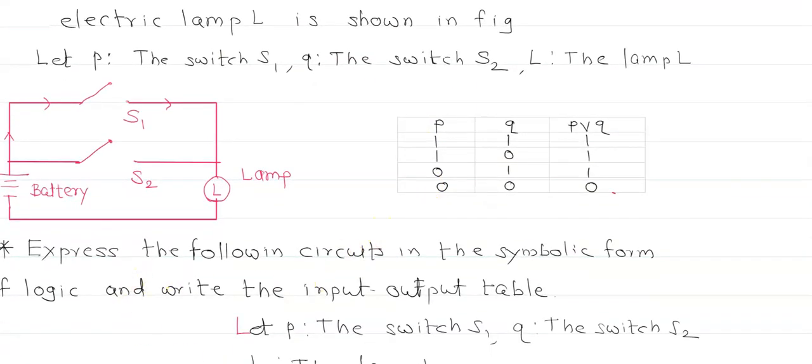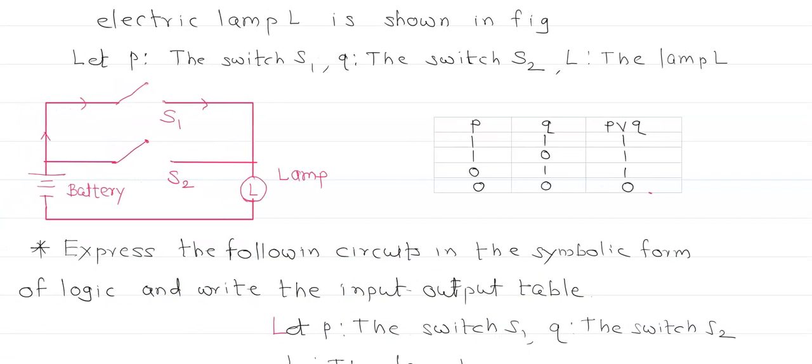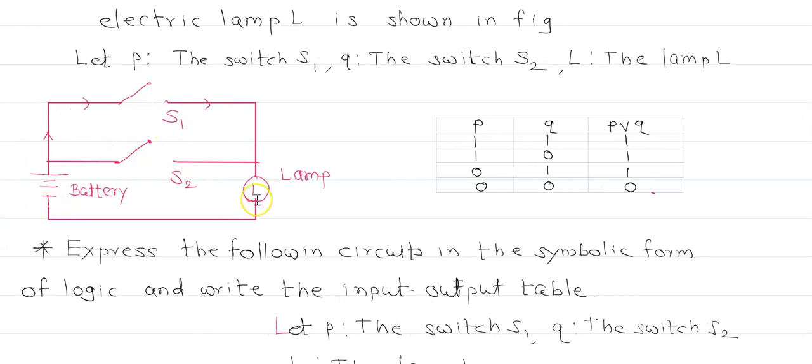Now see this here, there are two switches, S1 and S2, in parallel with the battery and lamp L. Since these two switches are in parallel, we apply the connective OR: P or Q. Again, the truth values of P are 1, 1, 0, 0 and Q is 1, 0, 1, 0, and their disjunction, P or Q: if one of them is 1, then it is 1, otherwise it is 0. 1 or 1 is 1, 1 or 0 is 1, 0 or 1 is 1, and 0 or 0 is 0.